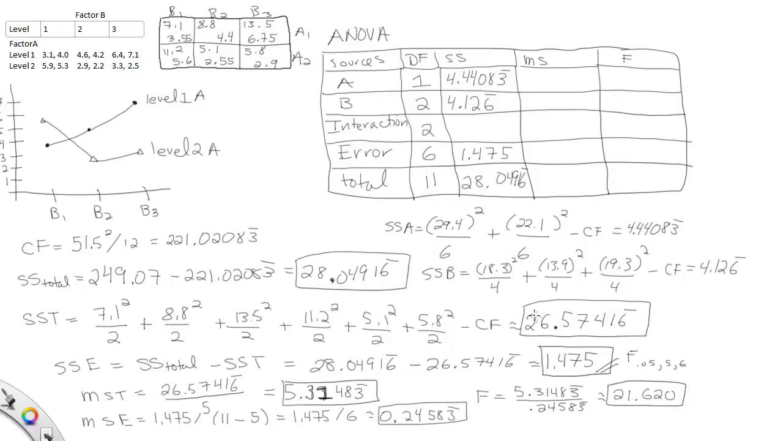So 26.57416 repeating minus the 4.44083 repeating and minus the 4.126 repeating. And when you're done, you end up with an answer of 18.007 or something, right?